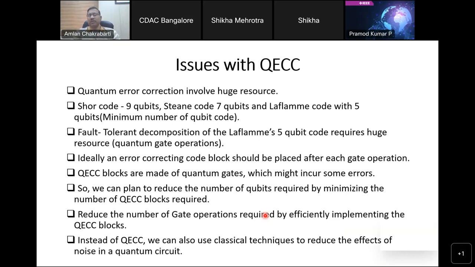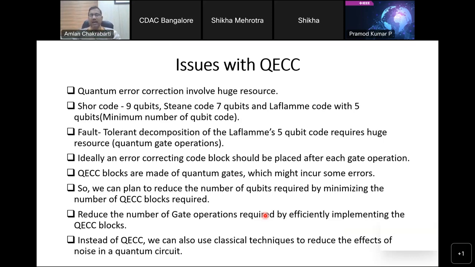And then the question is how much resource you require, because for each qubit you have to encode it with 9, 7, or 5 qubits, which enormously increases the number of resources we require, because for each qubit you have to dedicate this number of qubits. Okay, so one target in this entire error correction activity is: can we reduce the number of encoding bits in error correction?